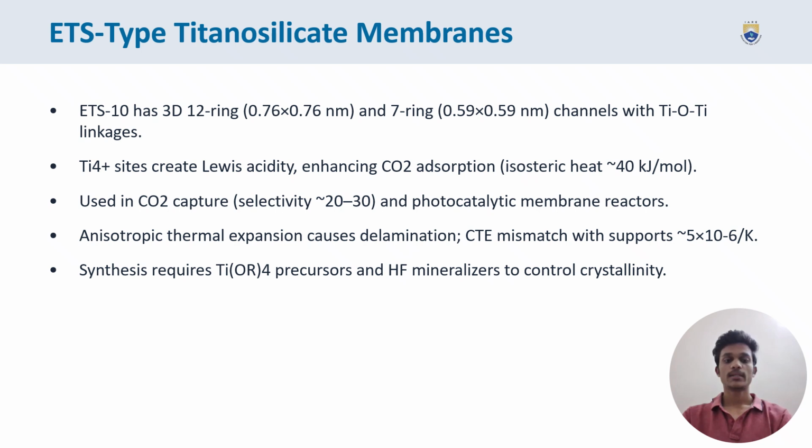ETS type titanosilicate membrane. ETS has 3D 12 rings and 7 rings channels with Ti-O-Ti linkages. TiO4 sites create Lewis acidity enhancing CO2 adsorption. Used in CO2 capture and photocatalytic membrane reactors. Anisotropic thermal expansion causes delamination, CTE mismatch with supports. Synthesis requires Ti(OR)4 precursors and HF mineralizers to control crystallinity.